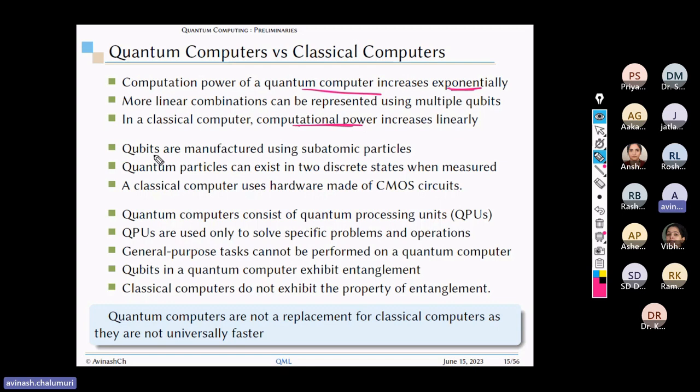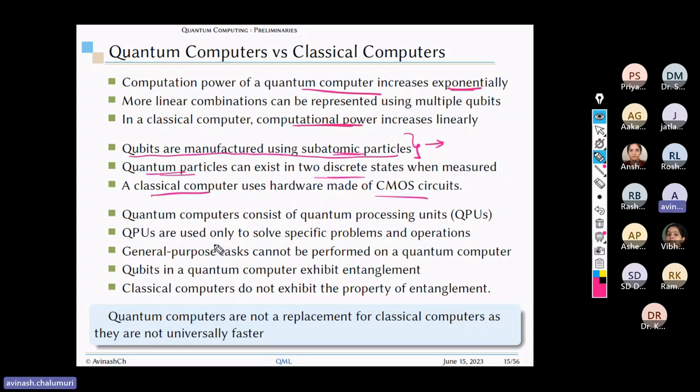Next, coming to the qubits, these are manufactured using subatomic particles. I'll tell you the different websites you can refer to, to keep updated on what's happening in the quantum field. And quantum particles can exist in two discrete states, as we discussed. Classical computers are made of CMOS circuits.